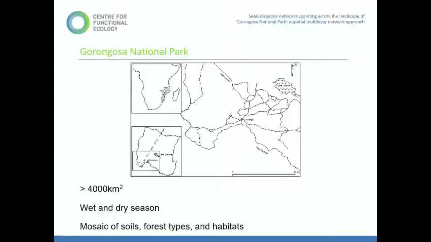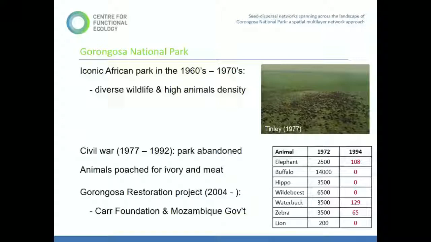This park was an iconic park during the 60s and the 70s because of its diverse wildlife and the high density of animals. Unfortunately, after the independence of Mozambique, there was a civil war. The park was abandoned and closed. Animals were killed and poached for ivory, meat. All the big animals pretty much almost disappeared. Until 2004, when the government of Mozambique and the Gregory Carr Foundation established a protocol to recover the park. And since then, they've been working on bringing back the park and the wildlife to what it was in the old times, and can attract people again.